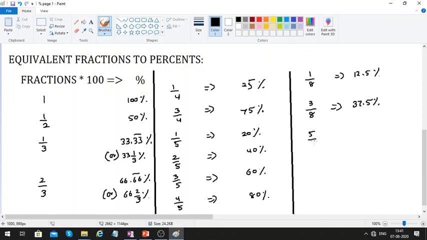In the same way, 5 by 8, if you multiply by 100, you will get 62.5%. 7 by 8's equivalent percentage is 87.5%. These are some harder percentages which will be used intentionally in questions so that you waste your time. In that case, if you know 62.5% means 5 by 8 of that number, you can finish calculations in seconds. Okay. Now the next one is 1 by 10, which is very easy.